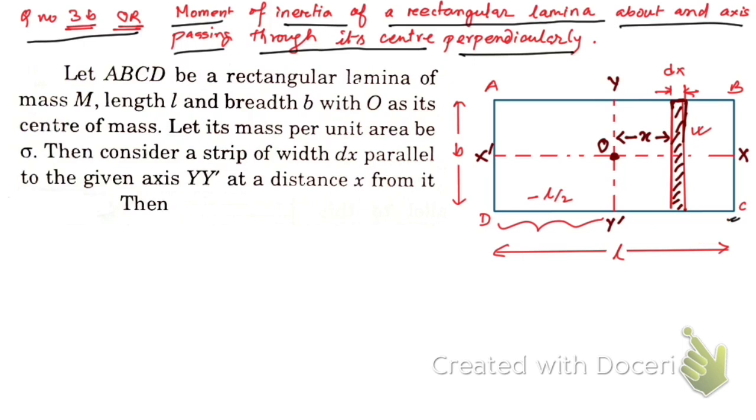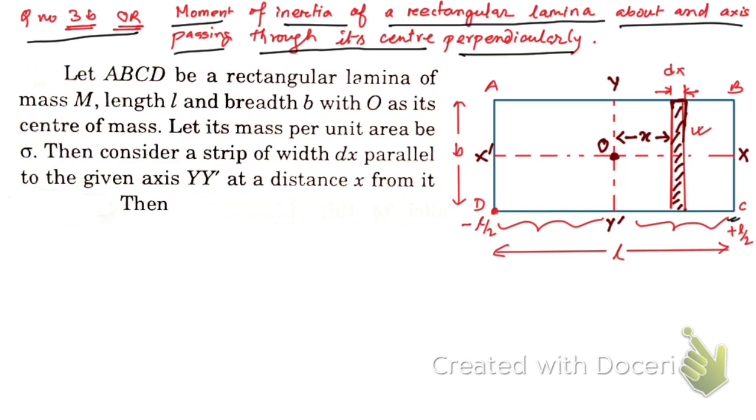Here you can consider this point D, the coordinate of this point along the x axis. This end is minus L by 2 and this end is plus L by 2, right? Hope you have understood this.